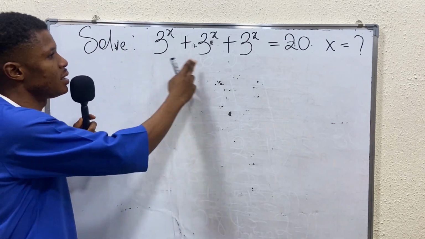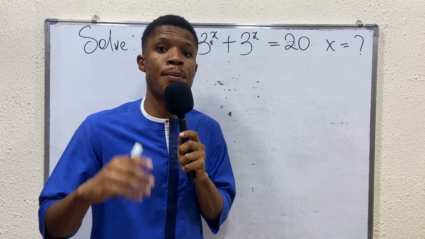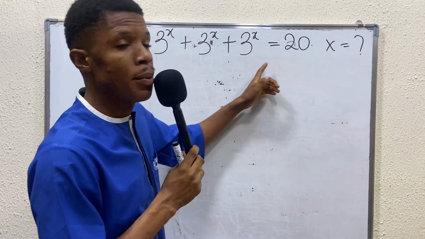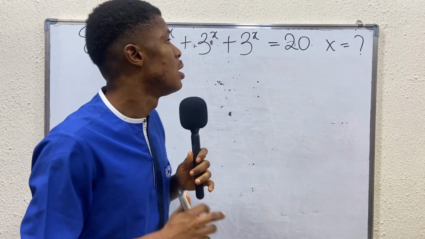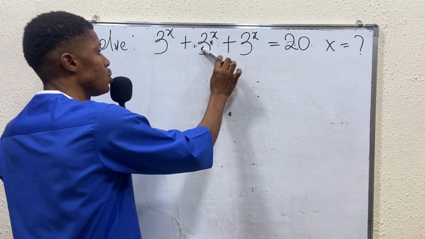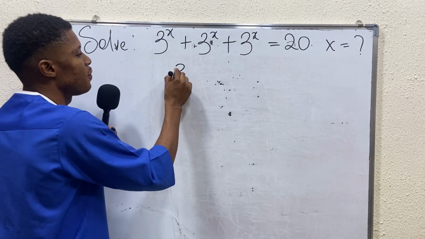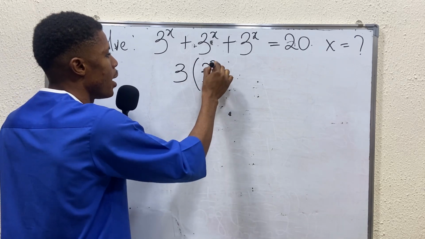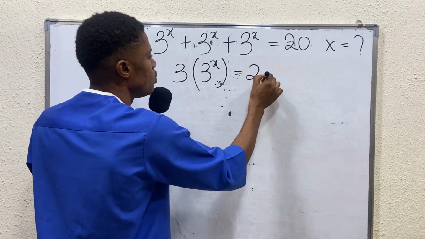Okay, here we are finding the value of x in 3 power x plus 3 power x plus 3 power x is 20. So first thing we have to do is to count the number of 3 power x we have. 1, 2, 3. So this means we have 3 lots of 3 power x and all of them is given 20.